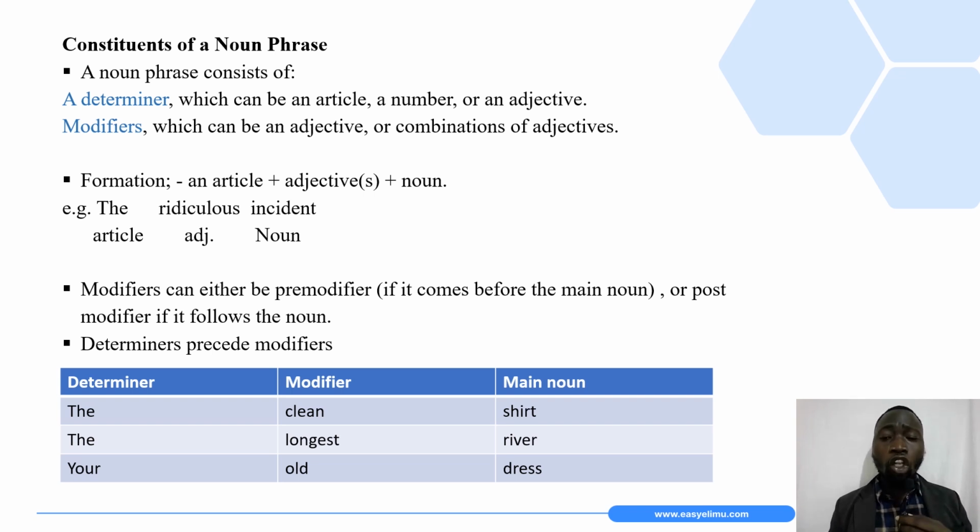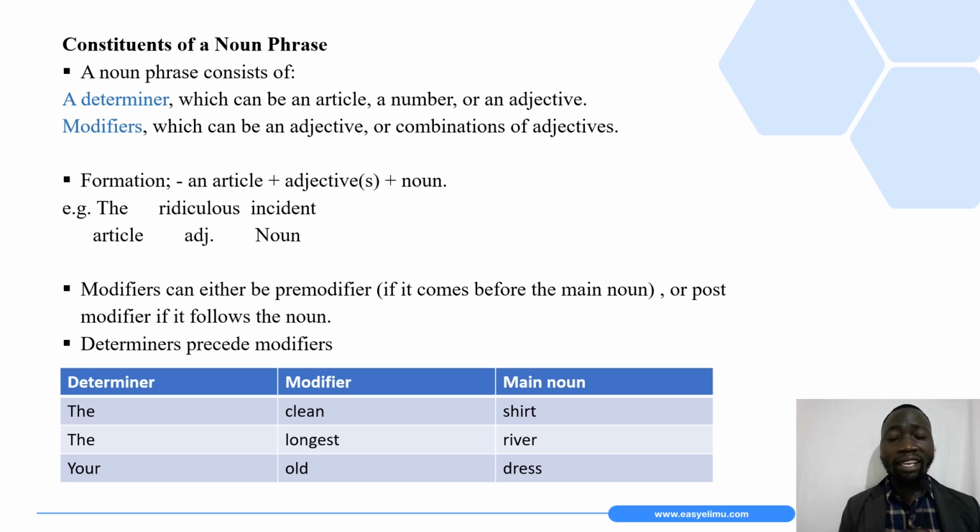So also remember that determiners precede the modifiers, that is they come before the modifiers. So the table that you have on your screen has examples of noun phrases with each category highlighted or identified. So we have the first noun phrase, that is the clean shirt. So there is a determiner, then clean is our modifier, then the main noun or the head word in this noun phrase is shirt. Then the second example, we have the longest river.